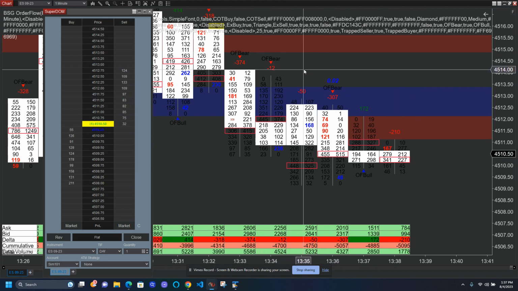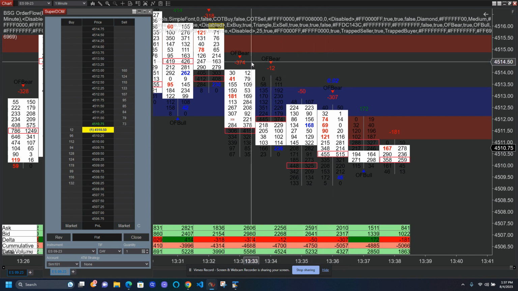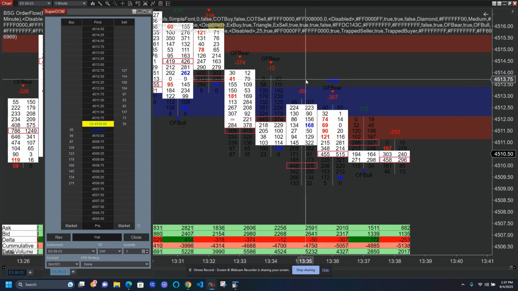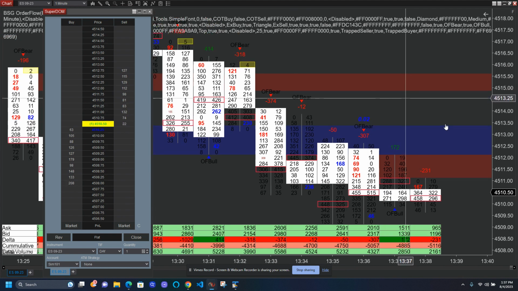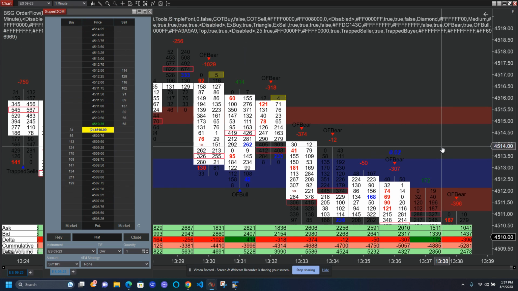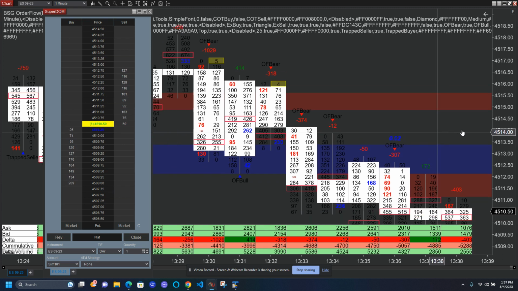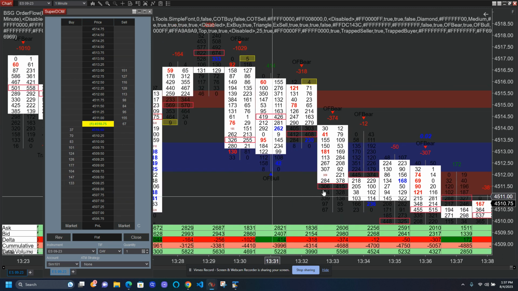I'm not sure whether you can see it or not. You can see the text here: order flow bearish, order flow bearish, order flow bearish. I think the indicator is going to mark everything for you in terms of how much the pressure is. The most important thing you need to look for is the institutional order flows.